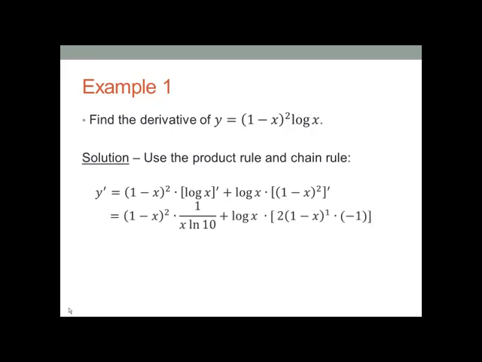The derivative of the log of x is 1 divided by x times the natural log of 10. The derivative of 1 minus x squared requires the chain rule. I must take the derivative of the outside function, the second power function, times the derivative of the inside function, 1 minus x. Well, that derivative becomes 2 times the quantity 1 minus x times negative 1. Simplifying, my final answer for the derivative is the quantity 1 minus x squared divided by x times the natural log of 10, minus 2 times the quantity 1 minus x times the log of x.